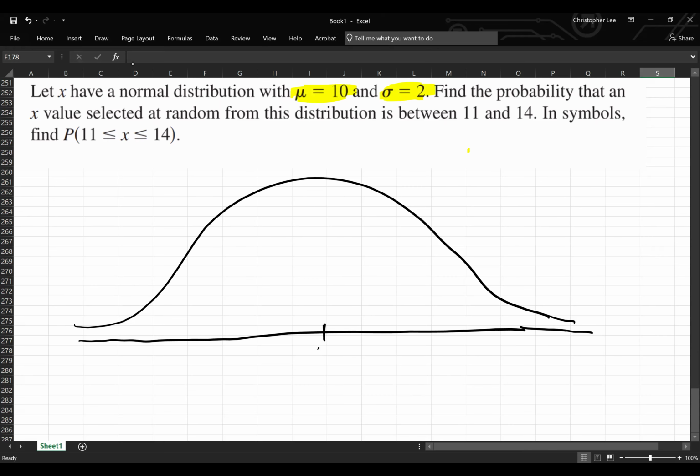So if this is 10 and I go one standard deviation over to the right, what number am I going to write after 10? Not 9. The standard deviation is 2, so I go one standard deviation over, 12. If I go one more standard deviation over to the right, what am I gonna write? 14. And if I go one more, what am I gonna write? If I go to the left one, what am I gonna write?